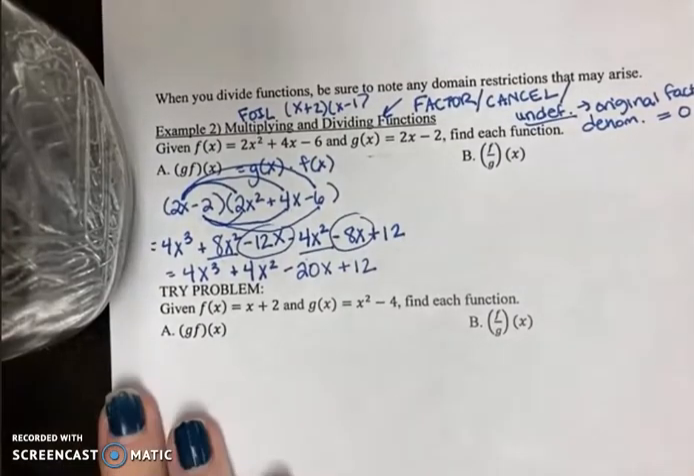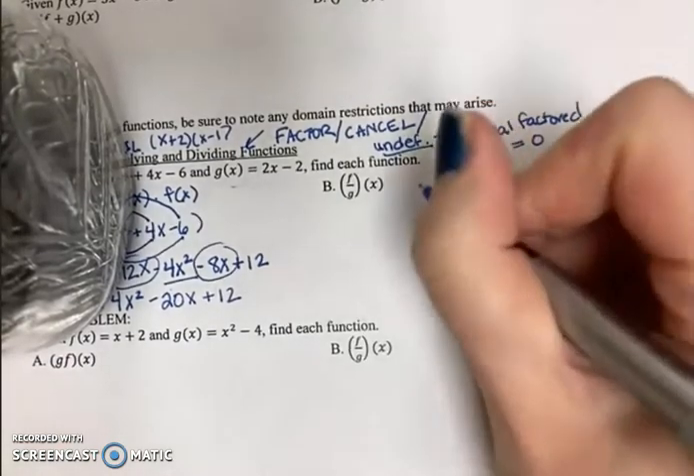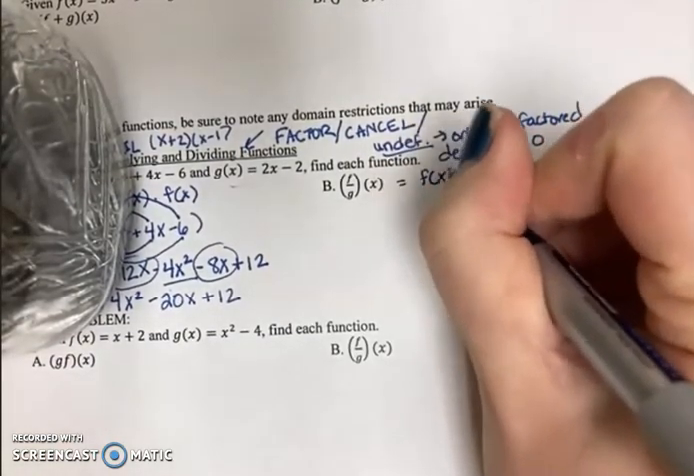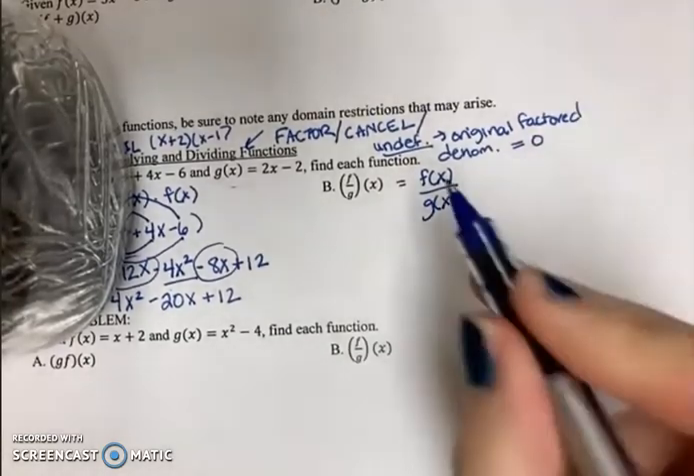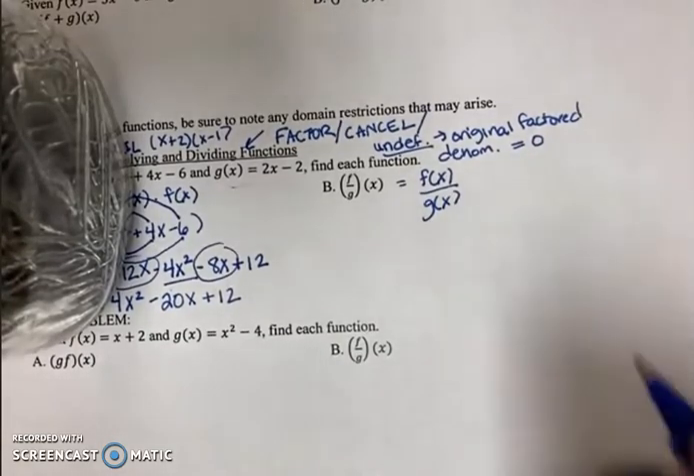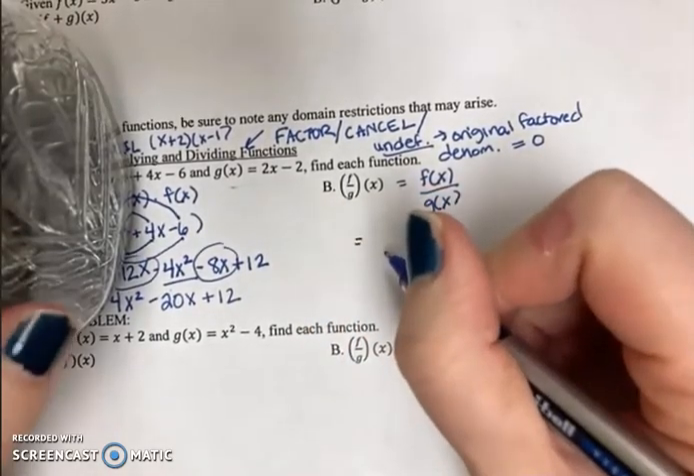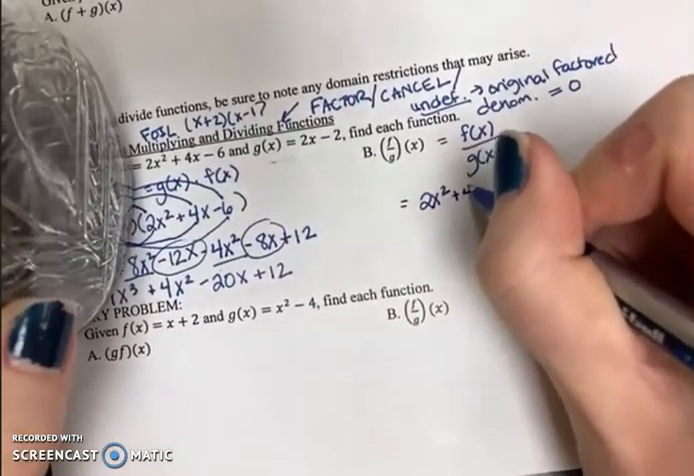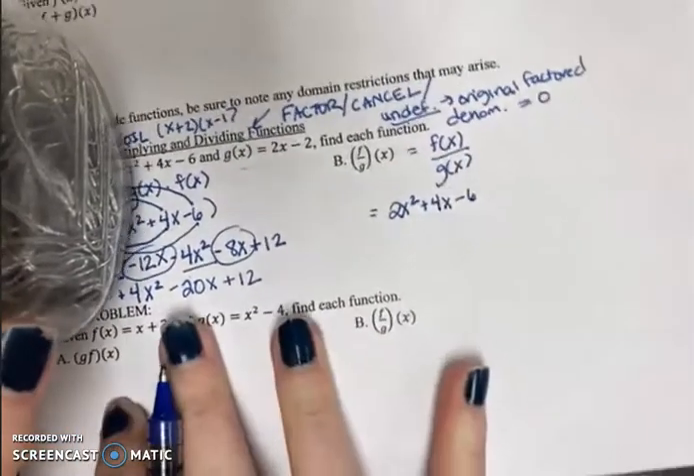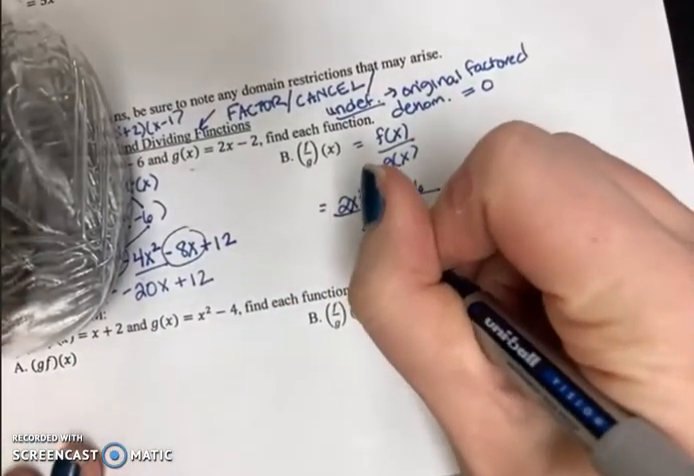Part B is a division problem. So it's f of x over g of x. We need to make sure that we're following what it's telling us. So f of x needs to be in the numerator, g of x needs to be in the denominator. So f of x was, scooch it over, 2x squared plus 4x minus 6, over 2x minus 2.